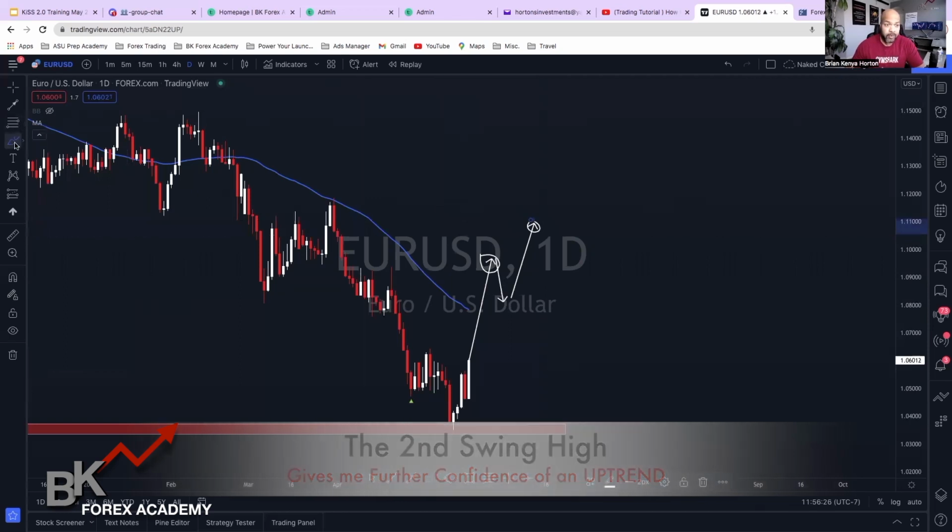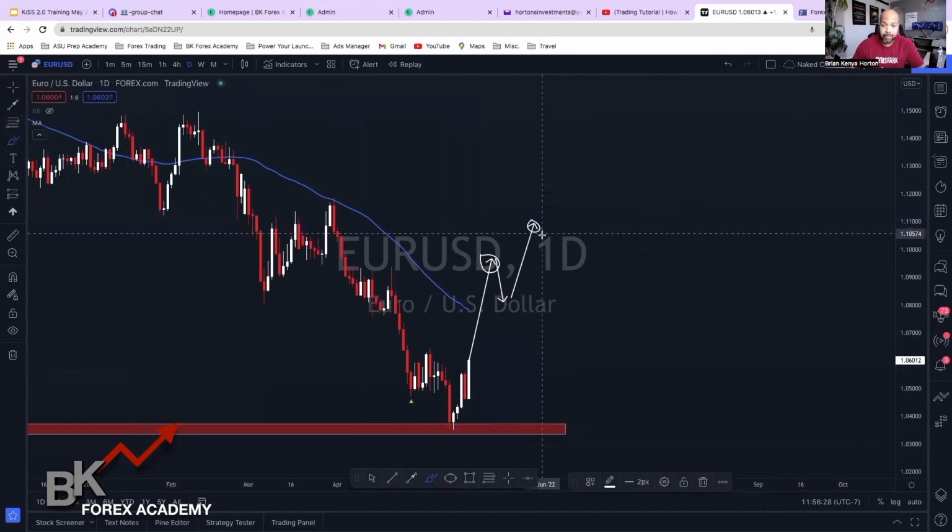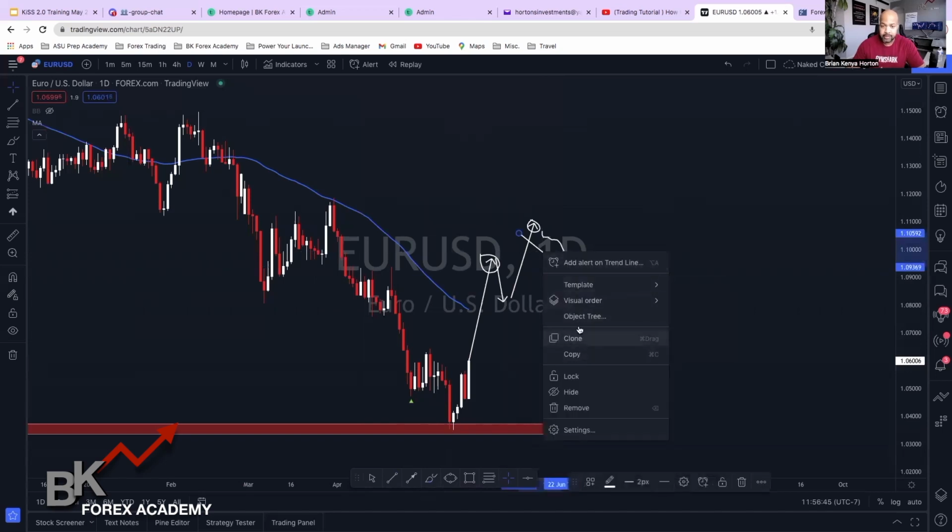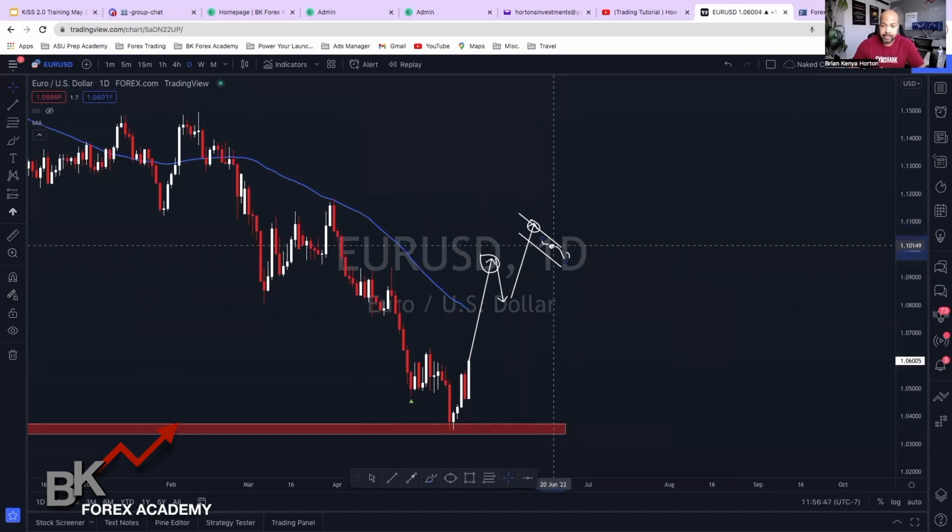Typically when you see a flag pattern, you will see price moving up, down, kind of going down overall, but it's forming this flag. So here's the flag right here. You'll see something like this. I'm going to go ahead and clone this. And here is the flag pattern right here. This is what I want to see.